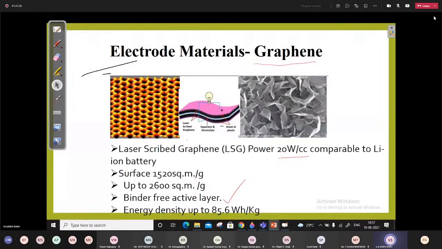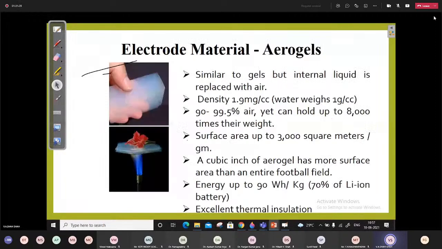The other is an aerogel material. Aerogel has a density of 1.9 mg per cc, and 90 to 95.5% is air, yet it can hold up to 8,000 times its weight. Surface area is up to 3,000 square meter per gram, and energy is up to 90 watt-hour per kg, that is 70% of a lithium-ion battery. It also has excellent thermal insulation. This is the most important part for an energy storage device, that it must provide excellent thermal stability.